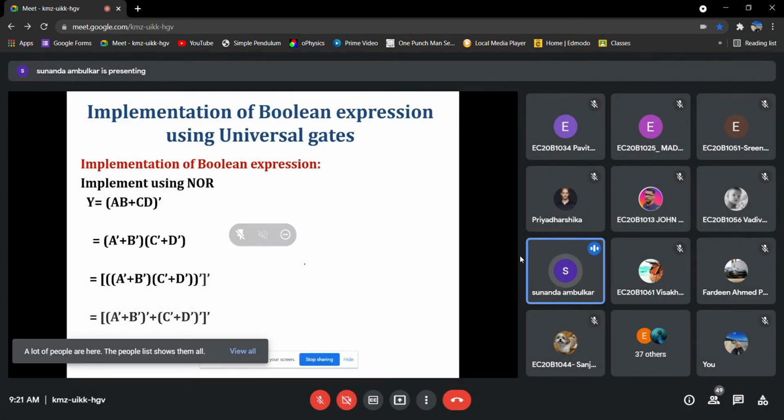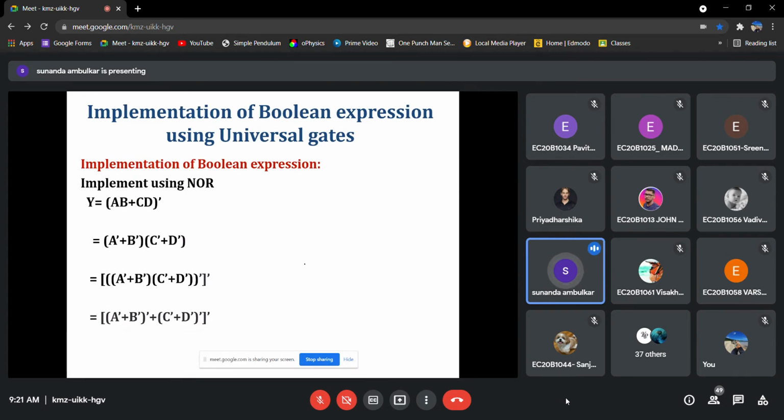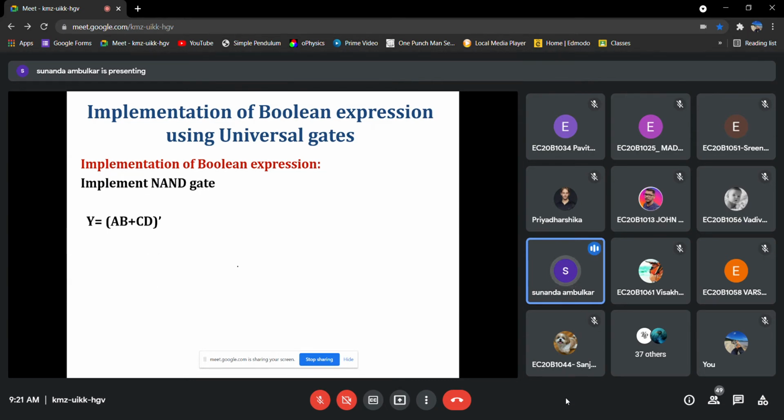In the last lecture we implemented this AB plus CD whole bar with the use of NOR gate. Can we implement it using the NAND gate? Can you try to implement using the NAND gate? Can you try?